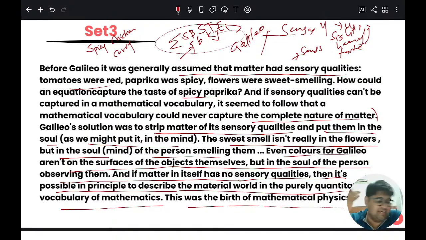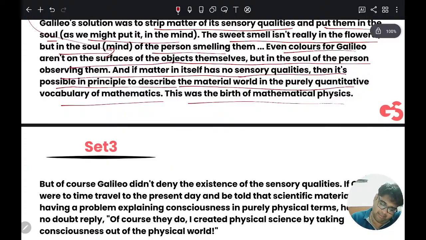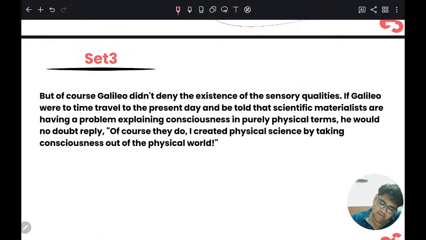Like you say, beauty lies in the beholder's eyes. My girlfriend would be beautiful and sensible to me, but she would not be that to you. So this is all subjective. He took it from the material to the soul, and then mathematical physics was born. But of course, Galileo didn't deny the existence of sensory qualities. He said, even though the experience is based on the soul, that's fine.